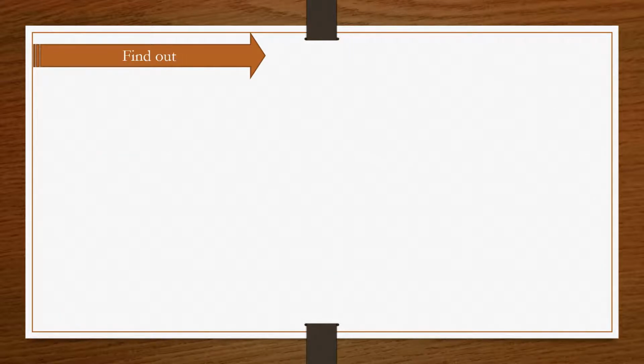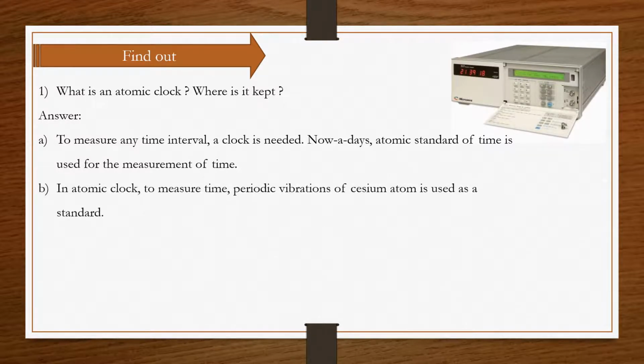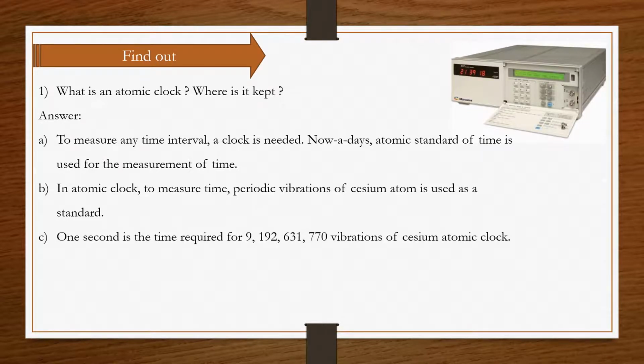Now students, find out what is an atomic clock and where is it kept. Yes, to measure any time interval a clock is needed, and nowadays the atomic standard of time is used for the measurement of time. In an atomic clock, periodic vibrations of the cesium atom are used as a standard. One second is the time required for 9,192,631,770 vibrations of the cesium atom.